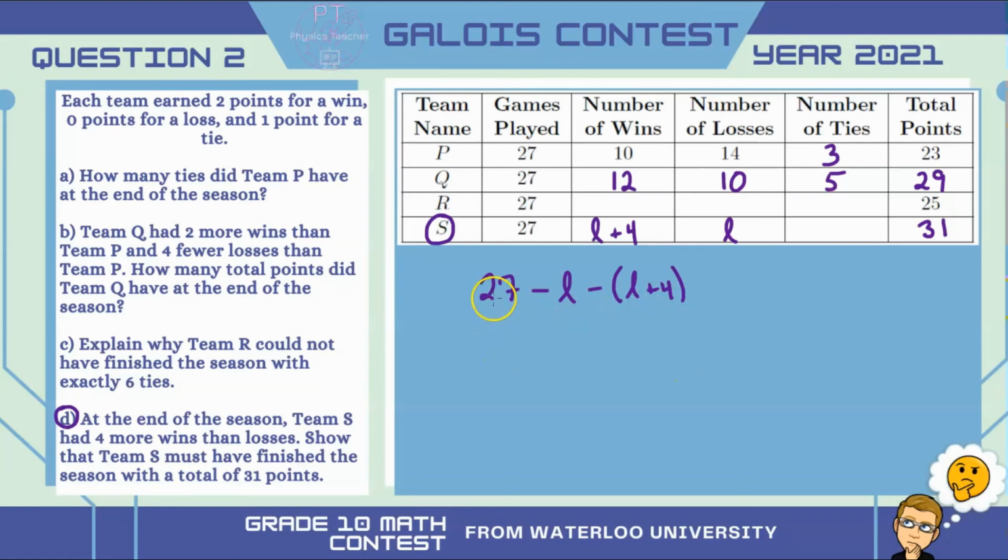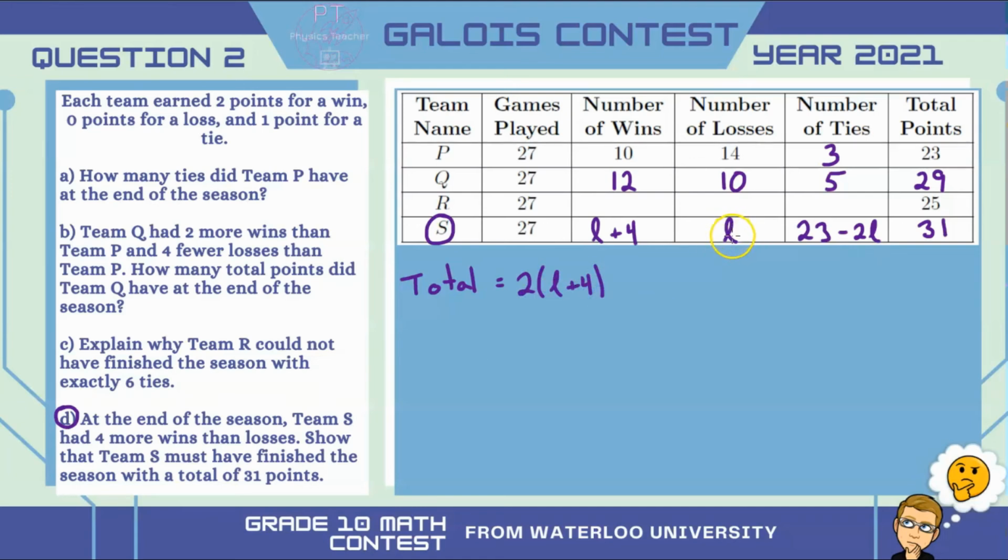Okay, and we can figure that out. So we have 27 minus L, so that's negative 2L. And here we have a 27 minus, don't forget to distribute your negative into the 4 as well. So 27 minus 4 is going to be 23. So we have 23 minus 2L ties. Alright, now let's figure out what total amount of points this will be. So we have L plus 4 wins, and we get 2 points for each. So we have 2 times L plus 4.